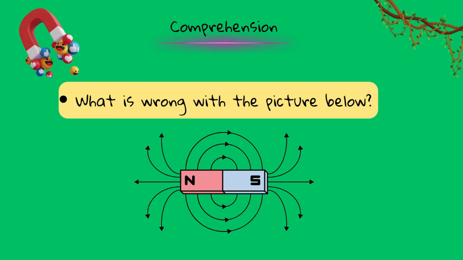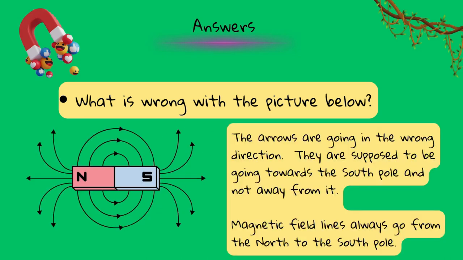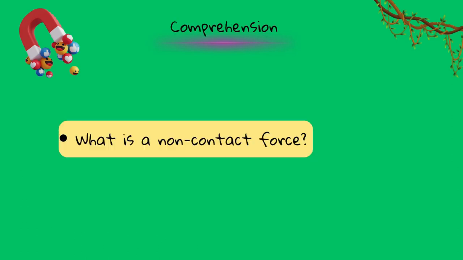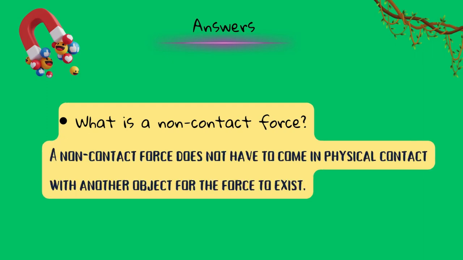Comprehension. What is wrong with the picture below? You may pause this video to answer the question. Correct. The arrows are going in the wrong direction. They're supposed to be moving towards the south pole and not away from it. Magnetic field lines always go from the north pole to the south pole. Comprehension. What is a non-contact force? You may pause this video to answer the question. Correct. A non-contact force does not have to come in physical contact with another object for the force to exist.